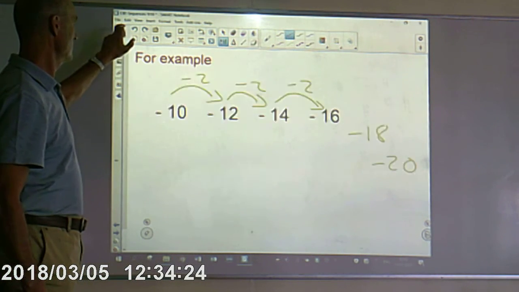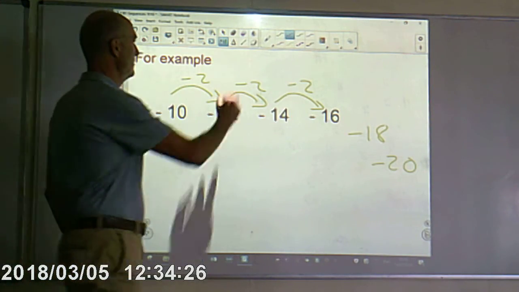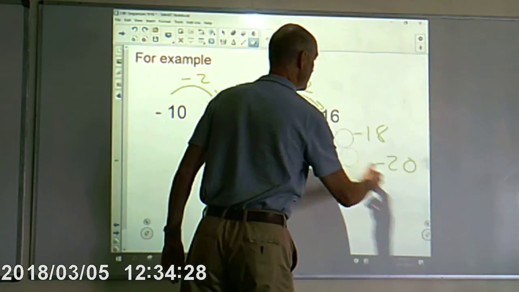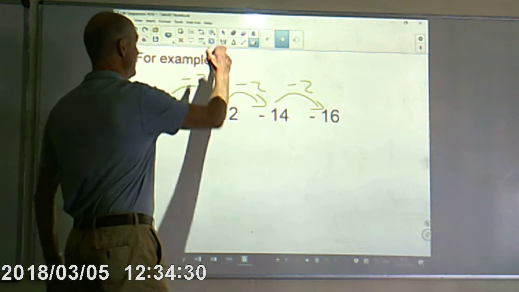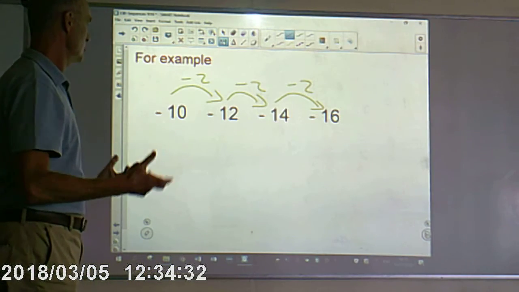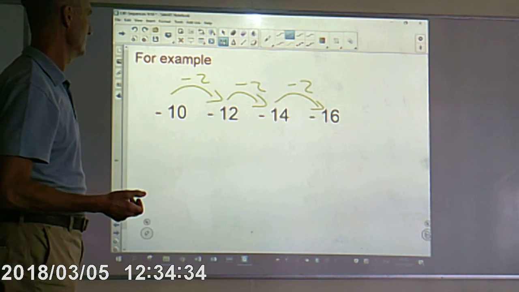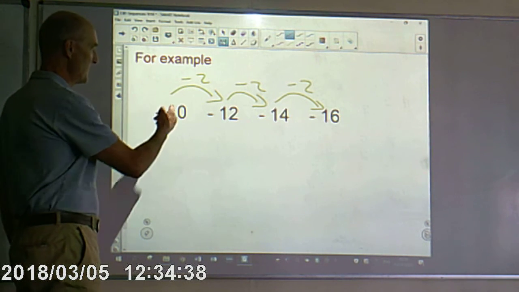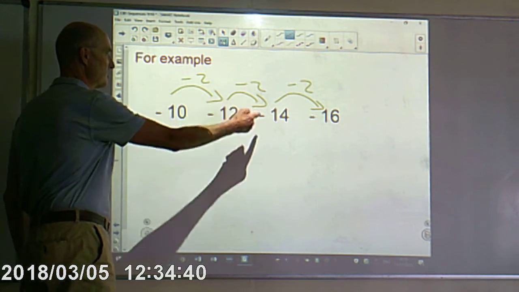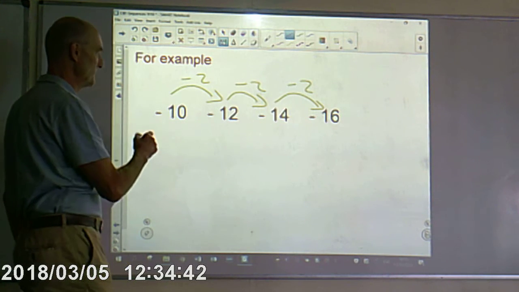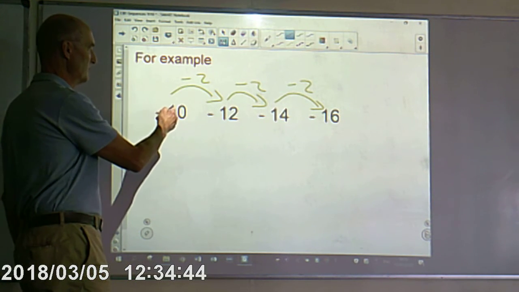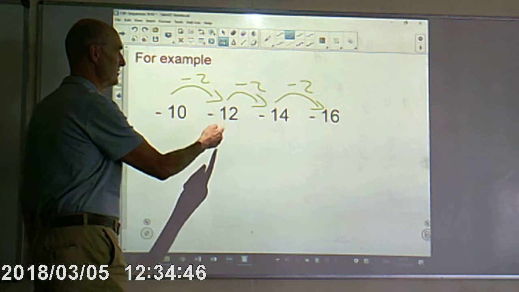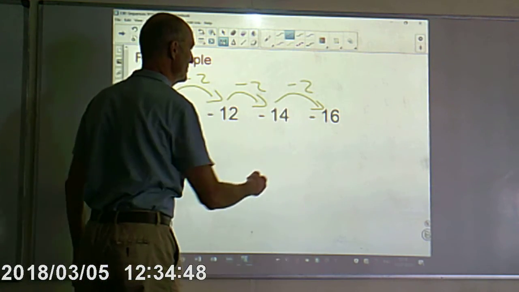Have we got another example we can look at? Yeah, let's have a look at this. I'll just quickly go through these examples just to make sure that you're going to be happy and confident with these types of questions. Right, what's happening? I'm going down 2 each time. Remember this when we looked at it first time. Gone from minus 10 down to minus 12, down to minus 14, down to minus 16.